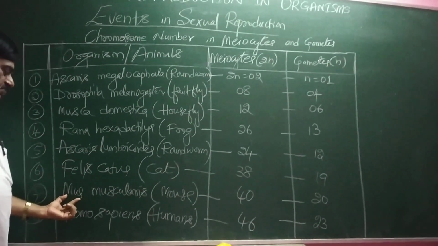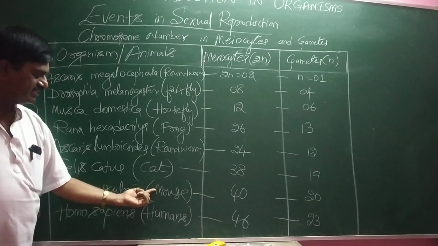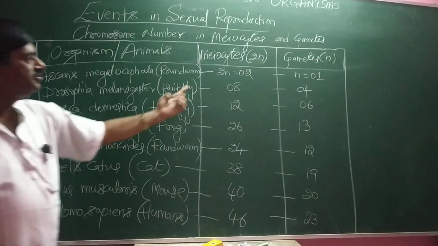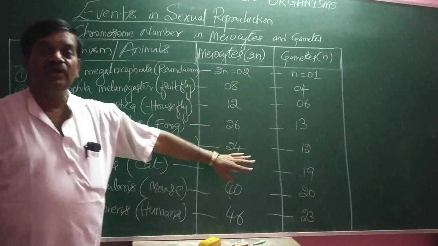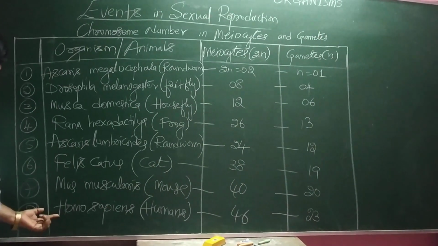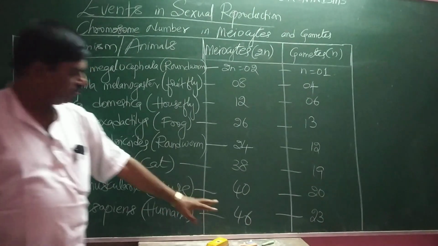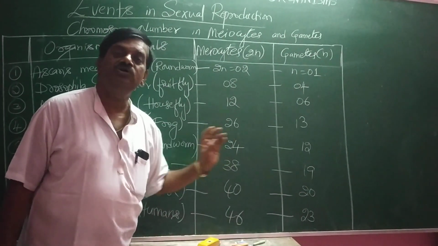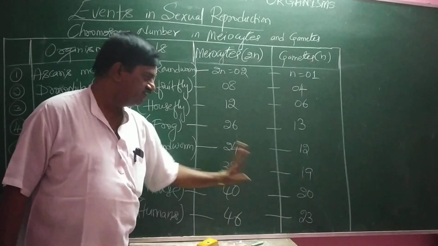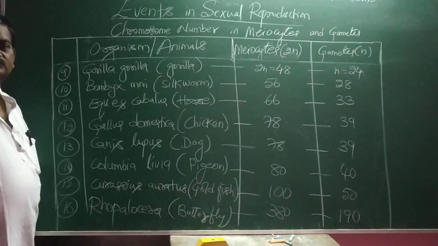Next, Mus musculus, commonly called mouse. In the mouse, 2n is equal to 40 and n is equal to 20. Next, Homo sapiens, called humans. Humans have 2n is equal to 46 and their gametes have n is equal to 23. 46, 23. We'll go for some more examples.